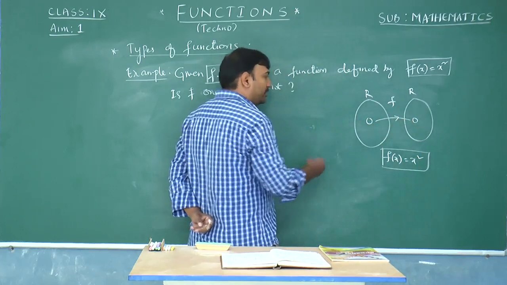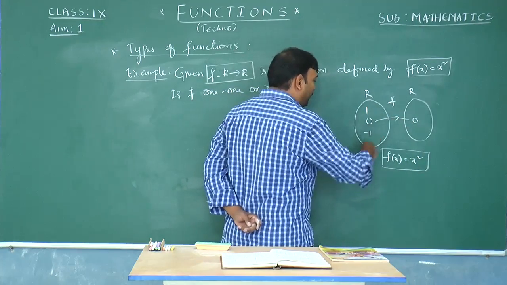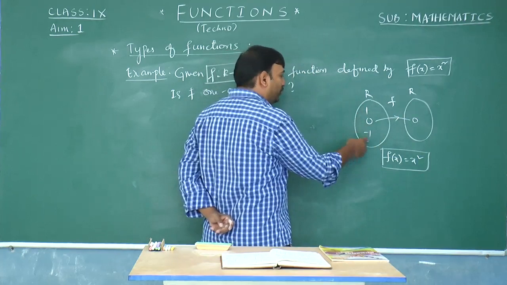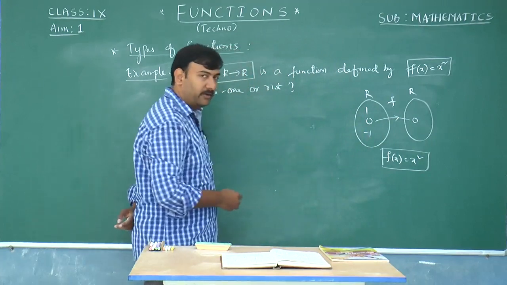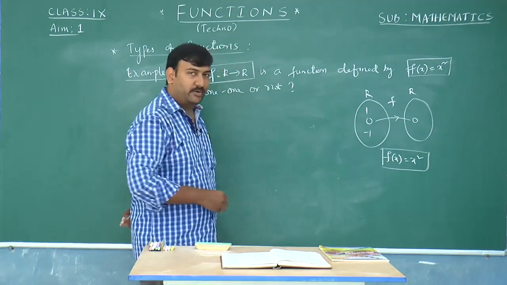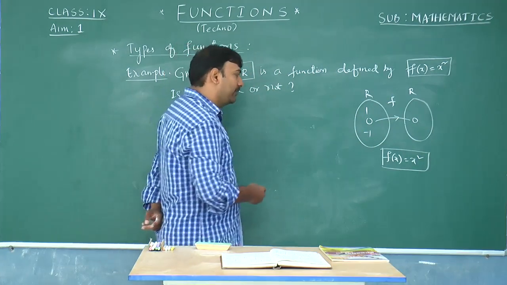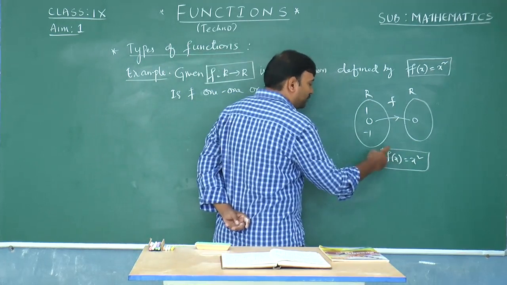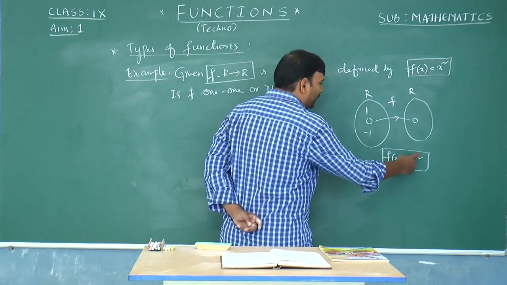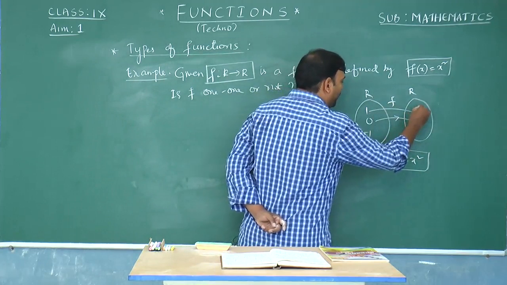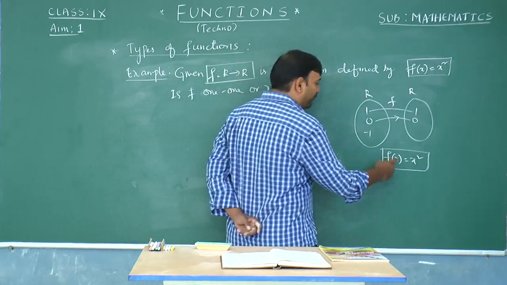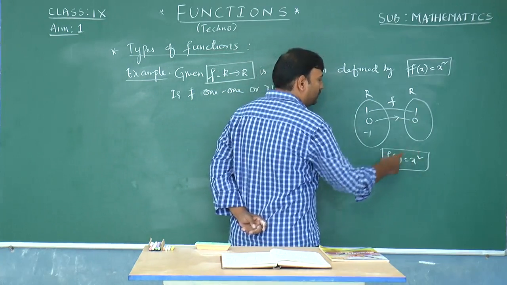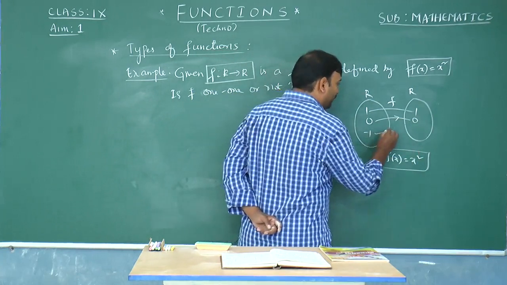Now let me check some numbers like 1 and minus 1. I take two numbers with the same numerical value and opposite signs. This will always be helpful for us to identify whether the function is one-to-one or not. Observing carefully, the image of 1 is f of 1 equal to 1 square, which is 1. The image of minus 1 is f of minus 1 equal to minus 1 whole square, which is also equal to 1.